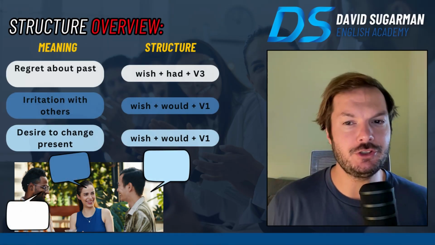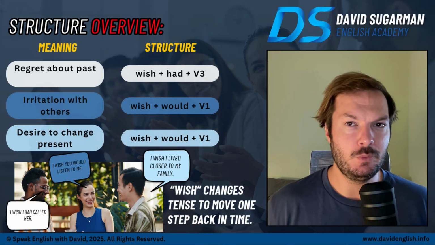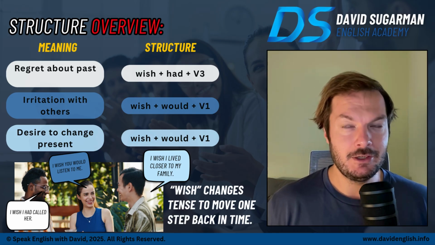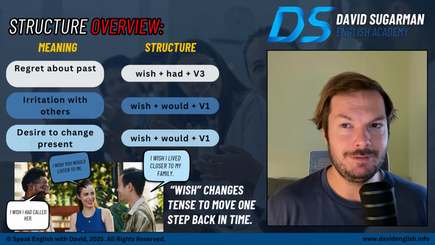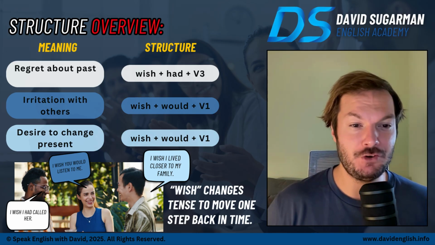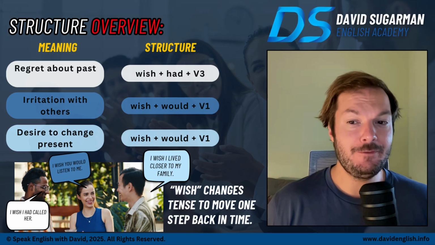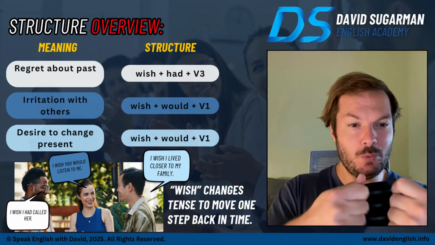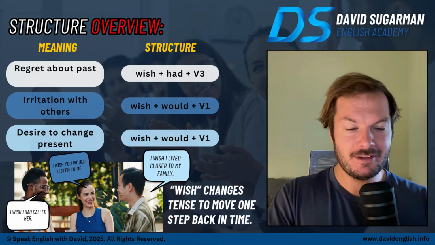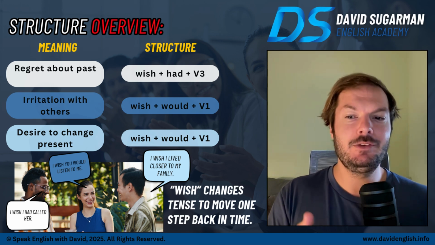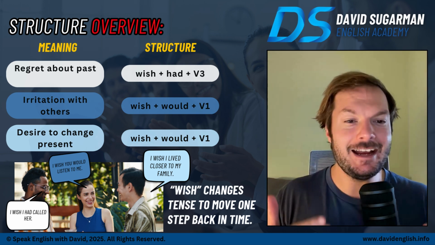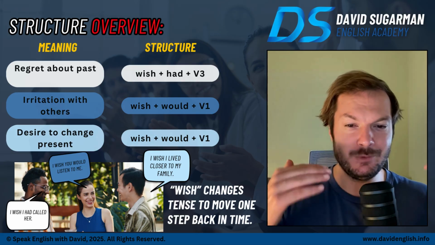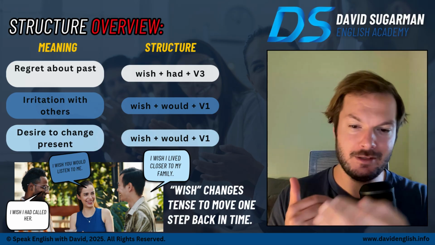So let's go over the structure overview. When you want to express regret about the past, you can say wish plus had plus verb 3. If you want to express irritation with others, you can say wish would plus verb 1. And if you want to express the desire to change the present, you can talk about wish and a verb 1.